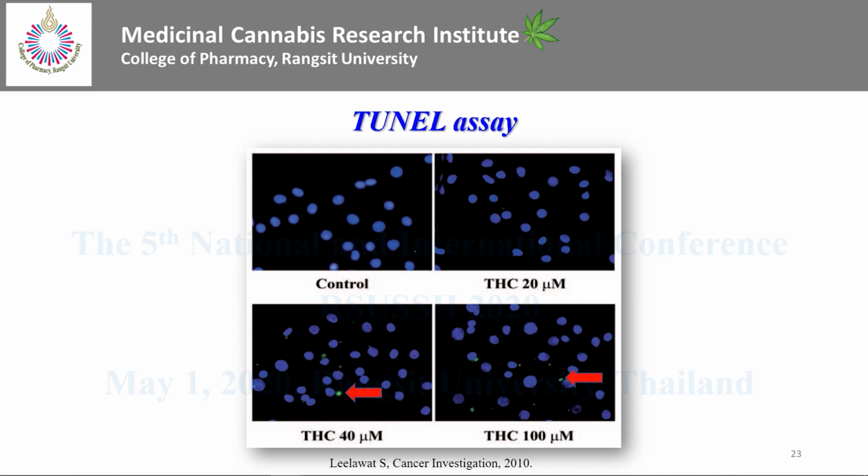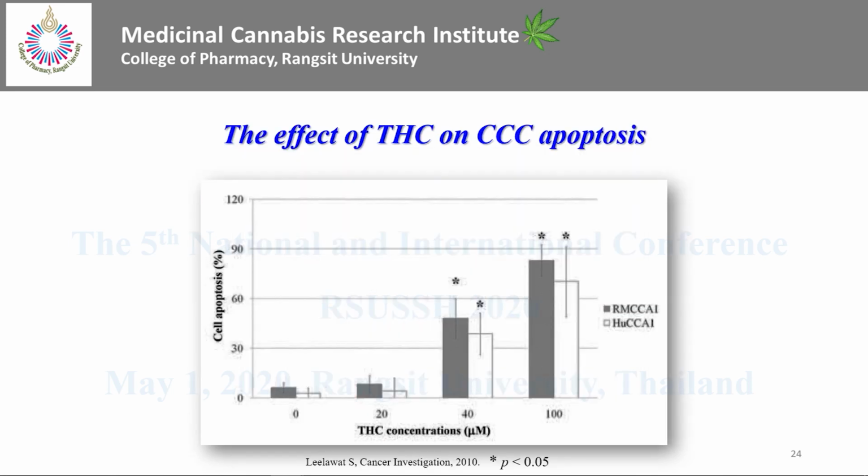A TUNEL assay was performed to confirm the mechanism of THC-induced cholangiocarcinoma cell apoptosis. THC or vehicle was added to cholangiocarcinoma cells and the cells were incubated for 24 hours. This figure shows cholangiocarcinoma cells under a fluorescence microscope. Cholangiocarcinoma cells pre-treated with 40 and 100 micromolar THC show apoptotic cells as green spots. The results show that the number of apoptotic cells after exposure to 40 and 100 micromolar THC was significantly increased.